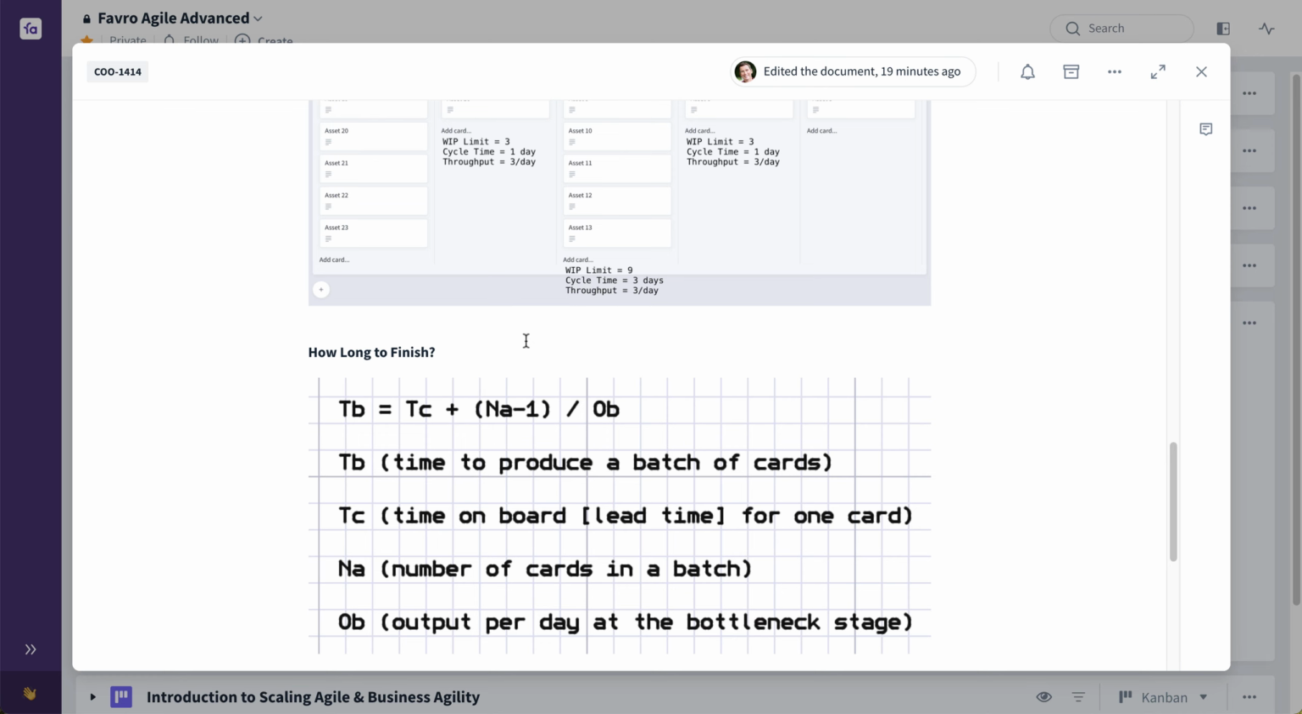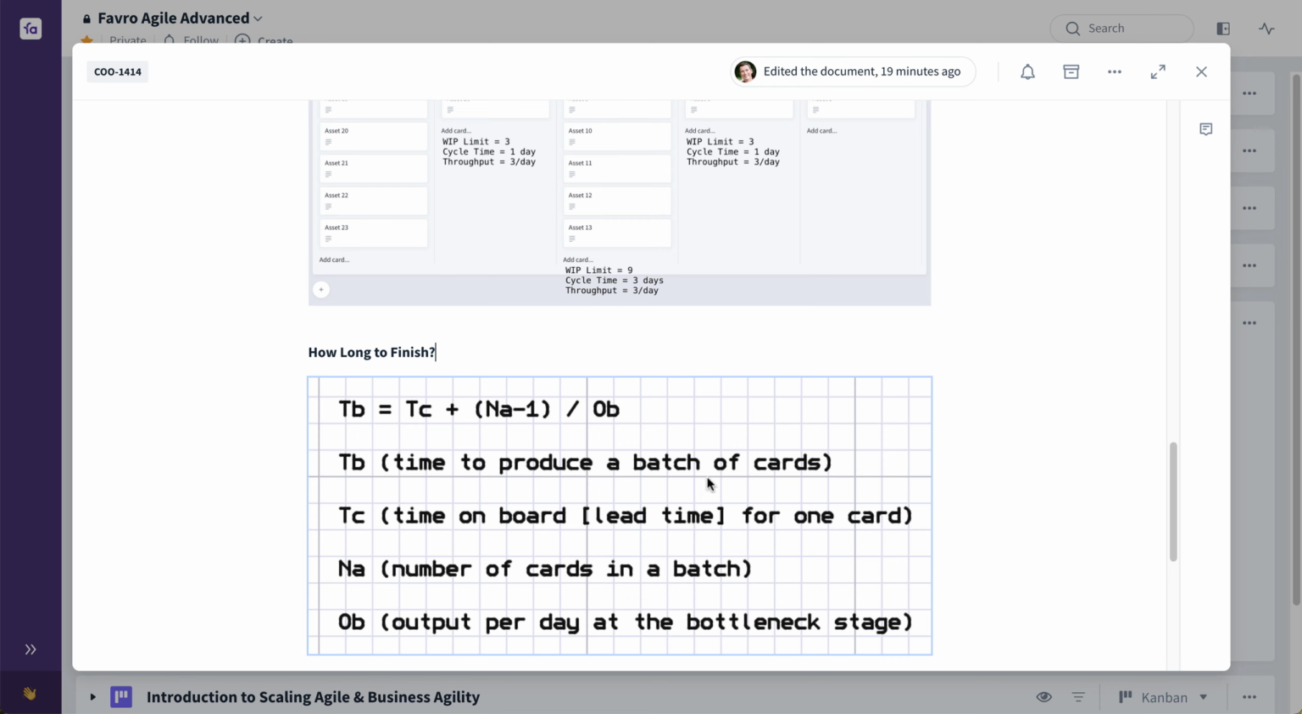So how has removing this bottleneck improved this team's overall production capacity or production performance? You can simply ask yourself the question, how long to finish? How long to finish any particular batch size, in this case, art assets? And here we have another calculation, a little more math, but it simply breaks down like this. If you want to know how long it's going to take to finish any particular batch of cards, in this case, art assets, here's the formula.